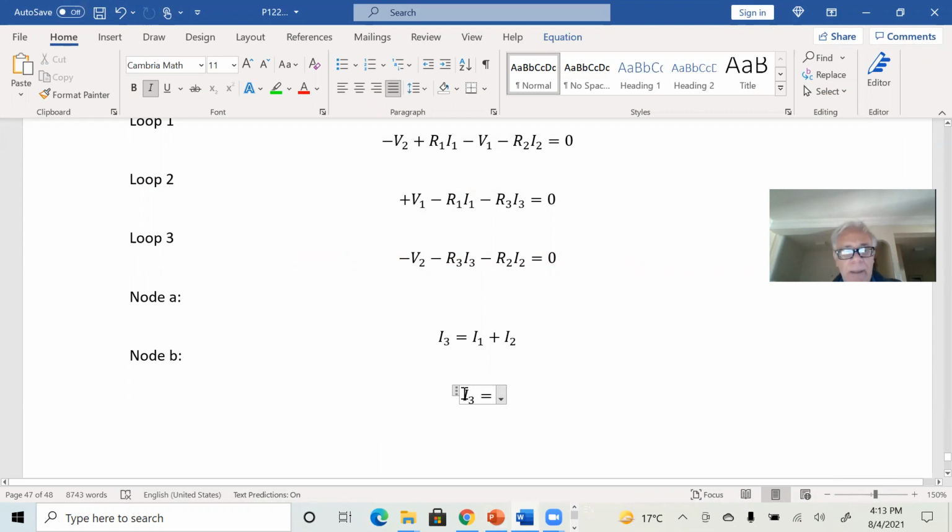I1 and I2 are coming to node B, right? And they're combining. So those 2 equations are the same. This one is obvious, right?